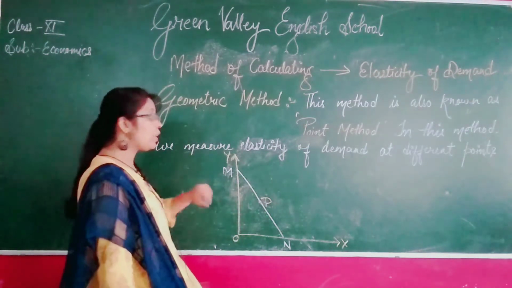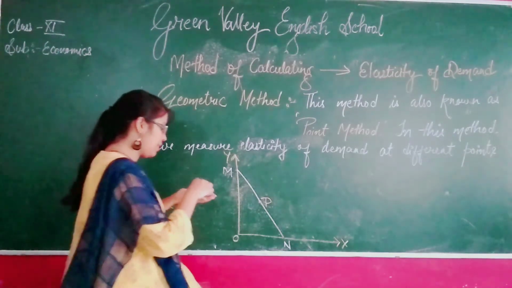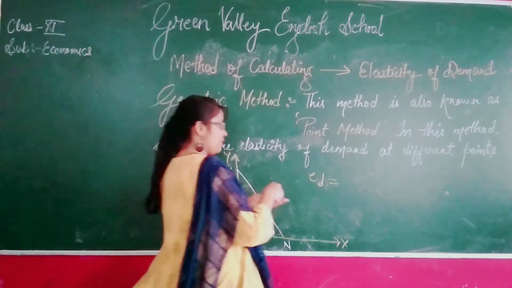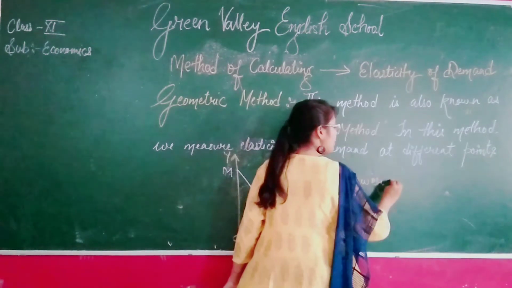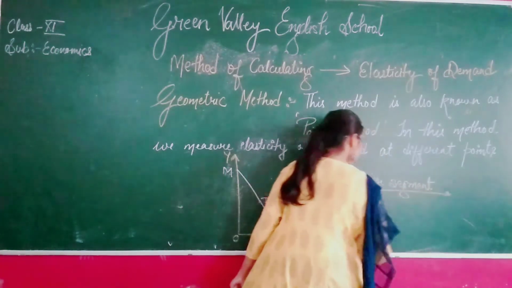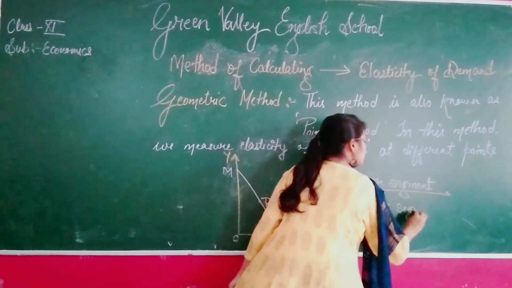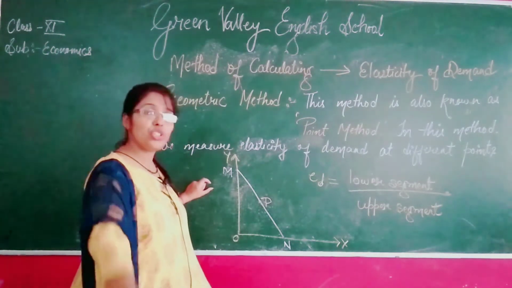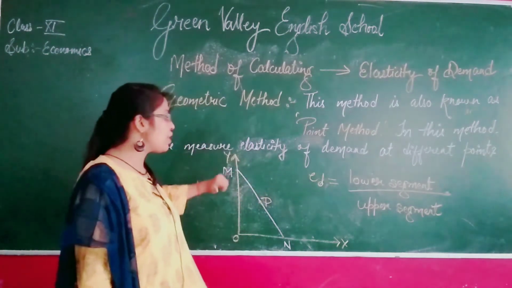Okay, point P. Now there is a formula to calculate elasticity of demand by the geometric method. Let us see. ED is equal to lower segment upon upper segment. So in the geometric method, this formula is used to calculate elasticity of demand at different points.